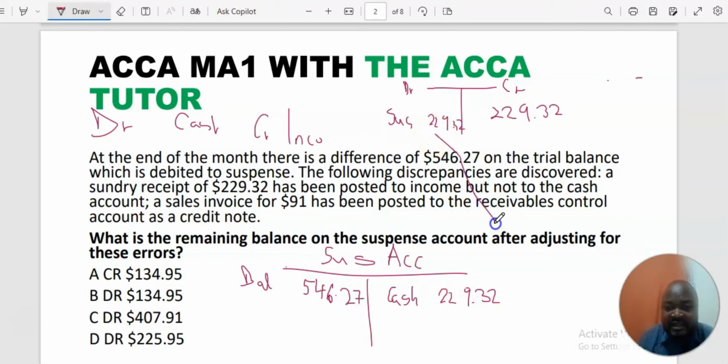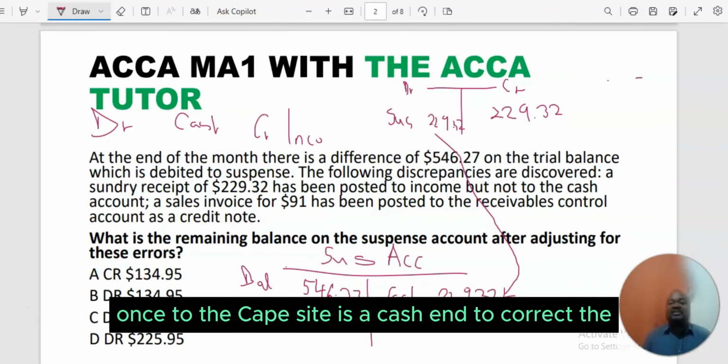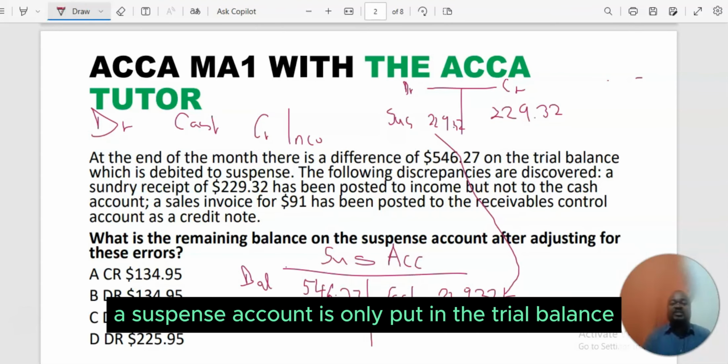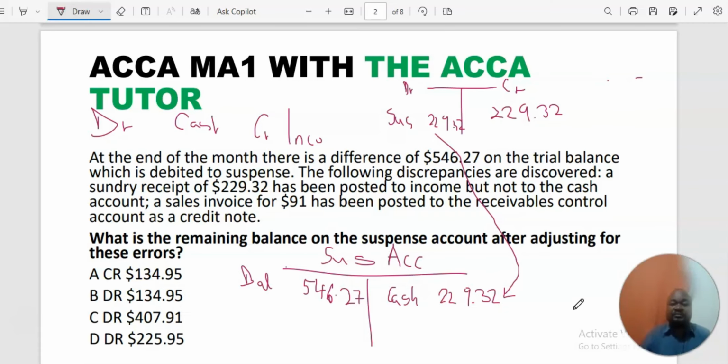So from the debit side of the trial balance where the suspense account was, to the credit side as a cash entry to correct the anomaly, or let me just say to remove the suspense account. Because remember, a suspense account is only put in the trial balance to enable the accountant to make his investigations of what actually transpired or what led to that particular deficit.